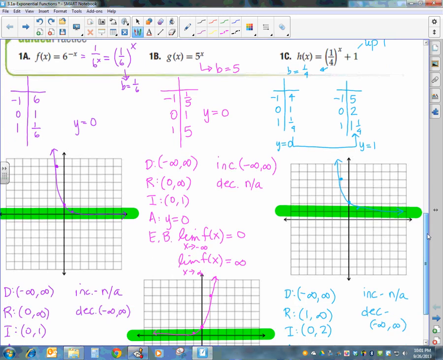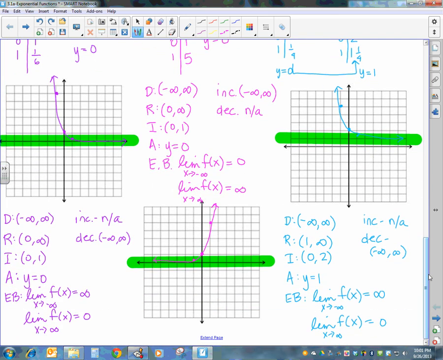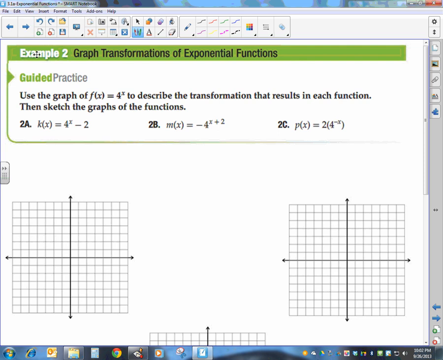Okay, moving right along, here are the answers to analyzing the graph. Pause if you need more time to check your answers. We are going to move on and do some more graphs. We don't have to analyze them as much. But this particular example, we're going to use the graph of 4 to the x to describe the transformation that results in each function, and then sketch the graph of the functions.